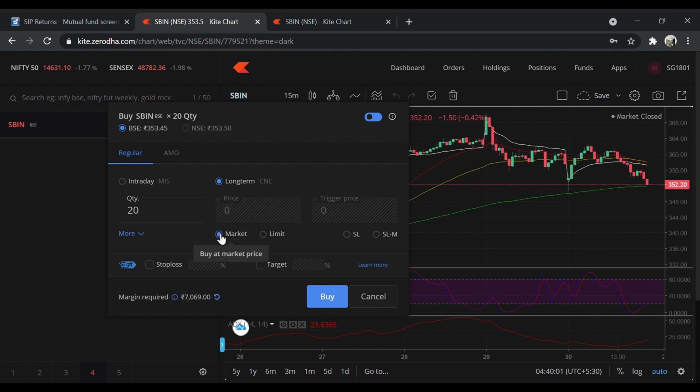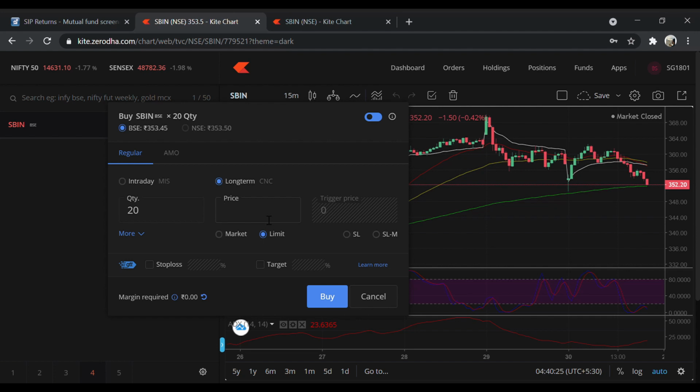So market means that you don't mind what price you're paying at. So it doesn't matter if it's 370, 340, or 350. You just place the order of 20, and when the market is open, it gets executed and the stock gets allotted under your name. But in terms of limit order, you type what price you want.